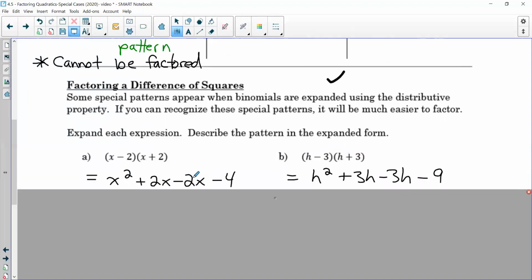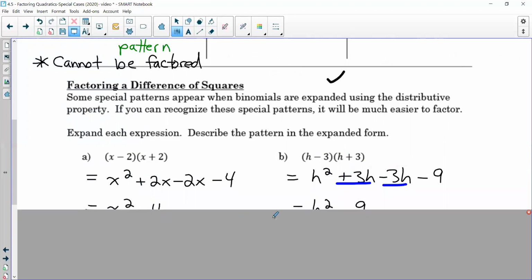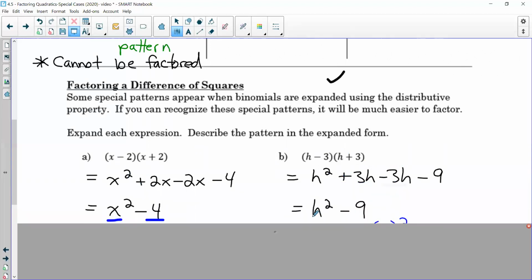So again, using distributive property, looks like we have that doubling pattern, but it's not really doubling. The reason why it's not doubling is this one's a plus, this one's a minus. This one's a plus, this one's a minus. If we take 2x, take away 2x, that gives us 0. We have 3h, take away 3h, that also gives us 0. That doesn't double anything. That actually produces a 0, leaving behind x squared minus 4, h squared minus the 9, and hence the name of the pattern, difference of squares.